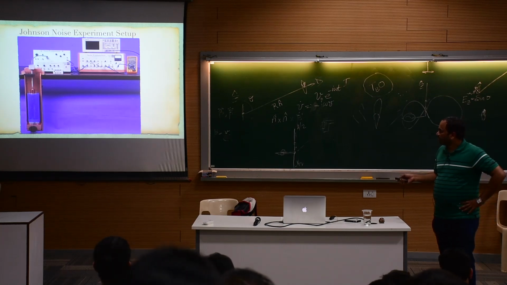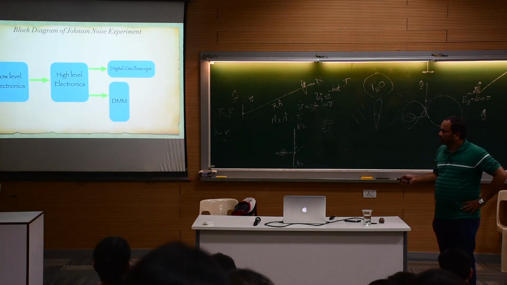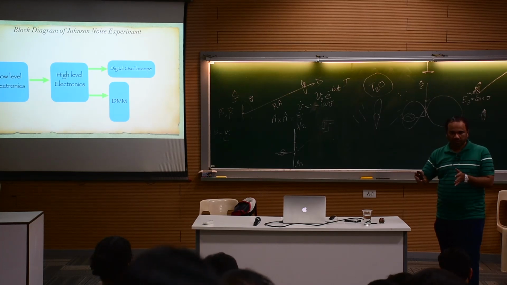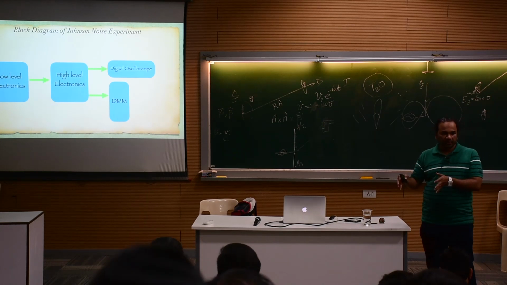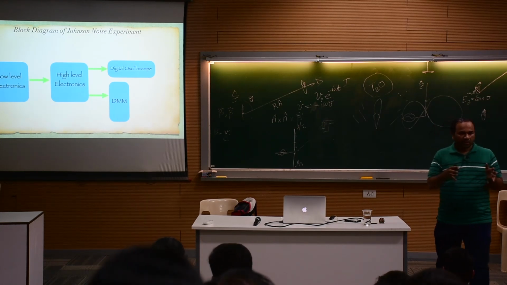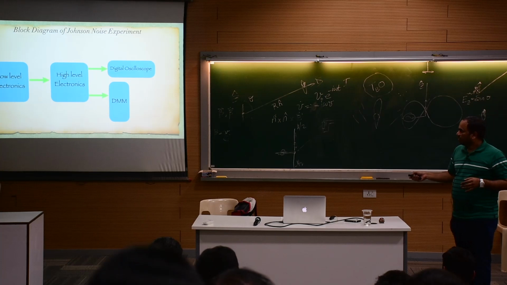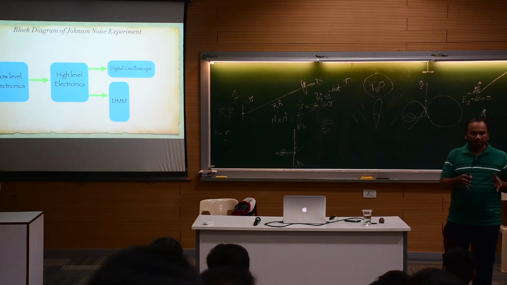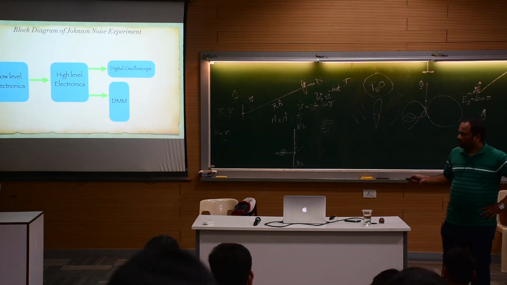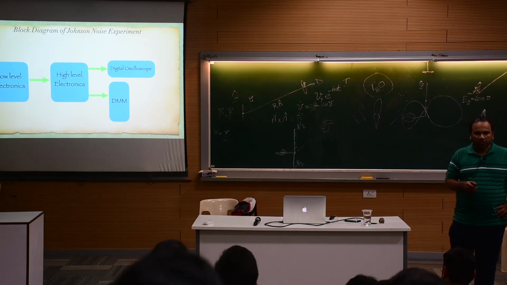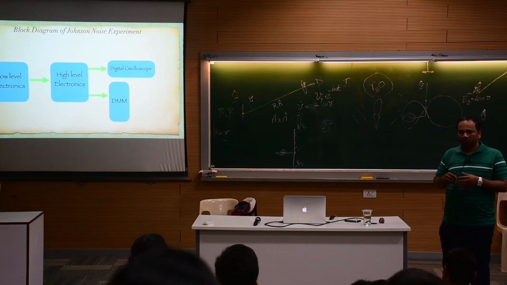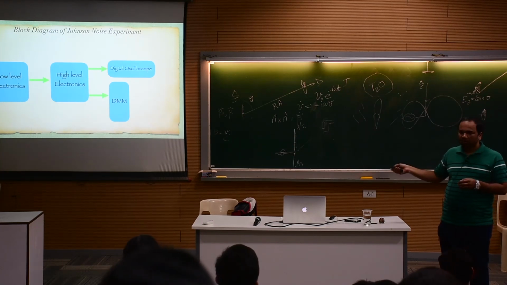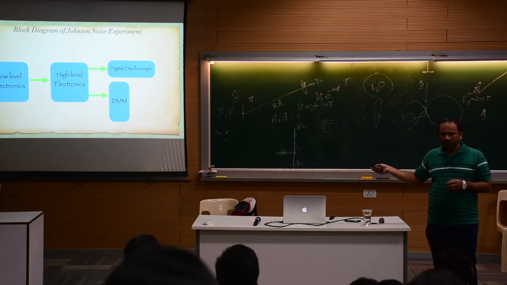Here in this experiment, if you go through the block diagram, there are different blocks. One is the low level electronics and second is the high level electronics. These are the two major blocks of the setup. So here in low level electronics, we can change the resistance value for what we are going to study. The noise which is created by resistance, we are able to change here. We can control that.